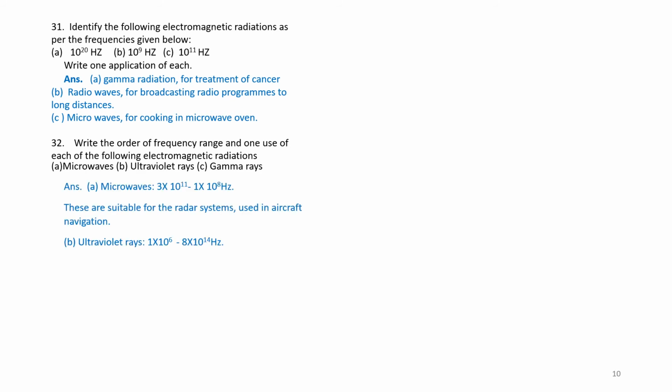10 to the power of 20 is gamma radiation, used for treatment of cancers. B is radio waves, for broadcasting radio programs. And C is microwave, for cooking in a microwave oven. Question number 32. Write the order of frequency range and one use of each of the following electromagnetic radiations: microwaves, ultraviolet rays and gamma rays. These we have already given, and you please write them separately.